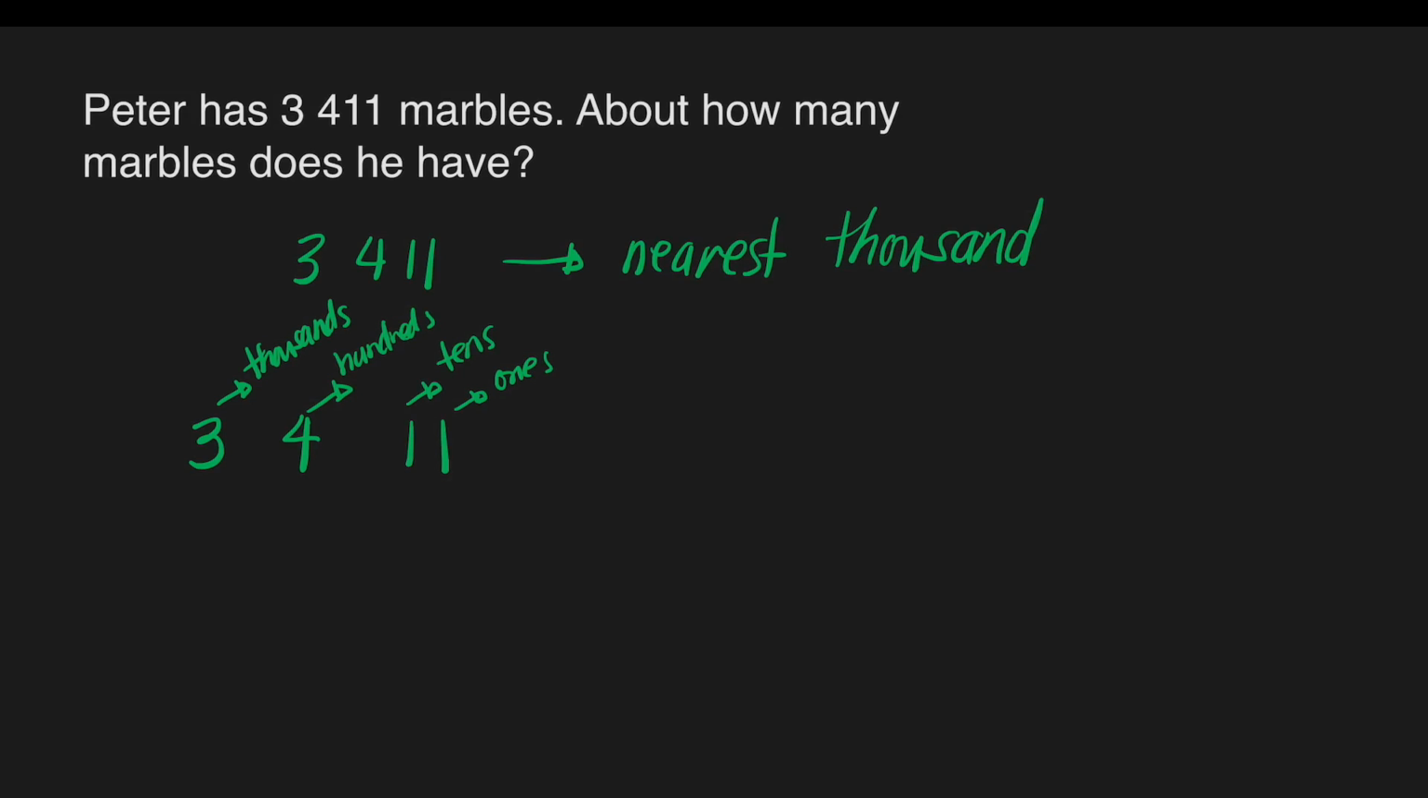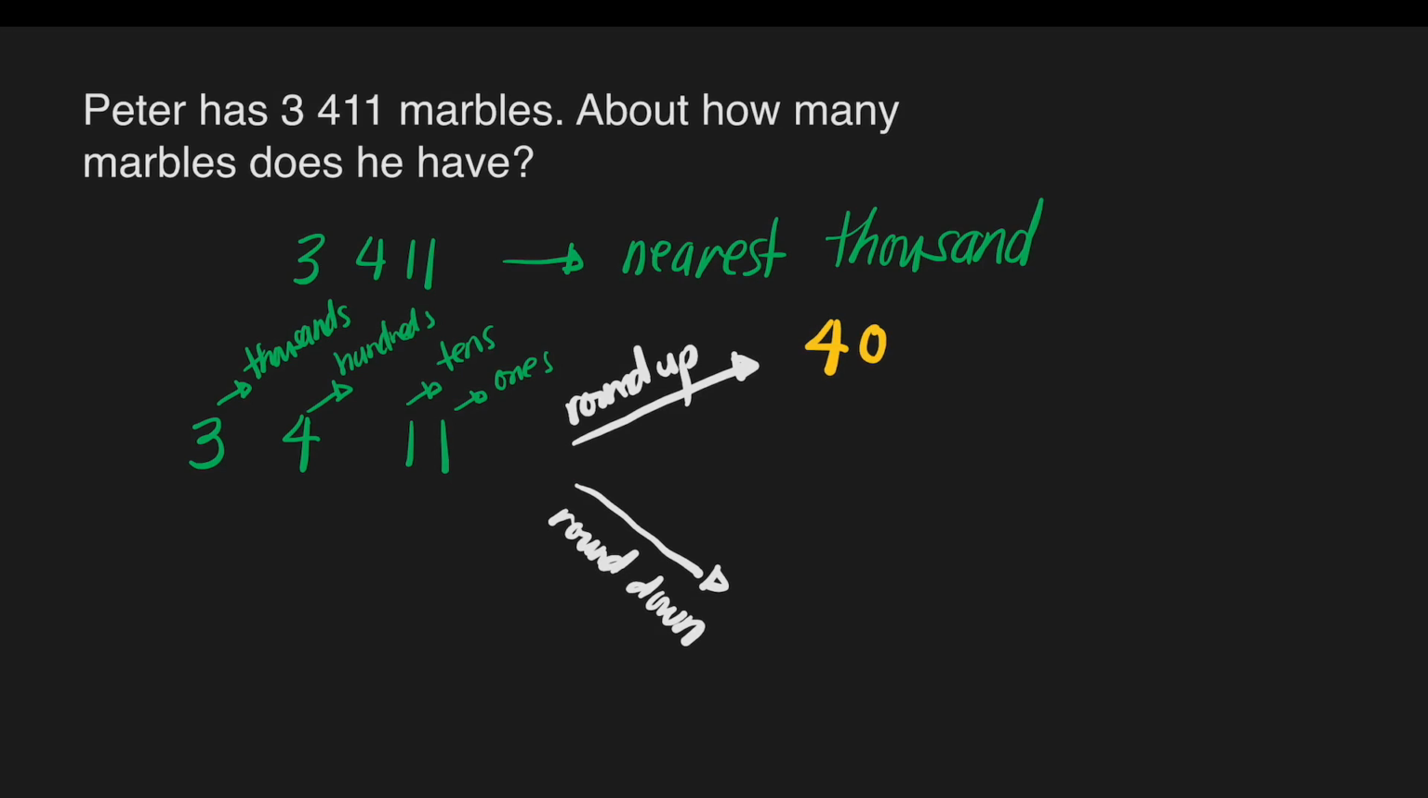Okay, we have two choices. Actually, we have to choose whether we will round up or round down. If we will round up, our answer will be 4,000. If we will round down, our answer will be 3,000. So how are we going to decide then?